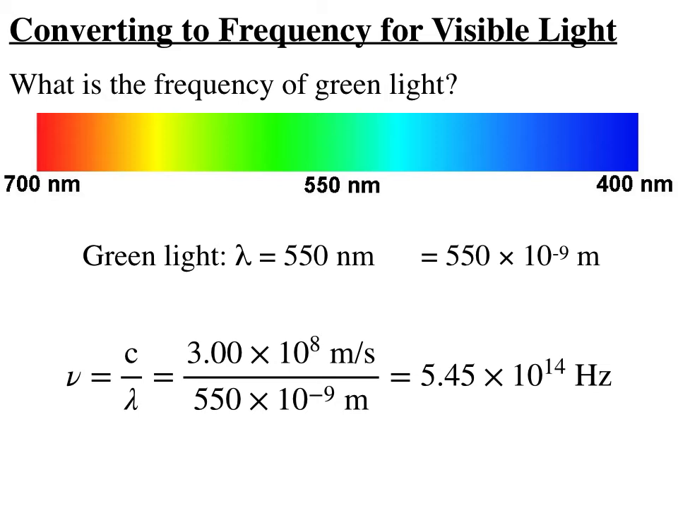Make sure I put everything in the calculator correctly. And if you practice that yourself, you should come to the conclusion that the frequency of this green light of wavelength 550 nanometers would be 5.45 times 10 to the 14 hertz. Now here's what that number means. This is an incredible number.